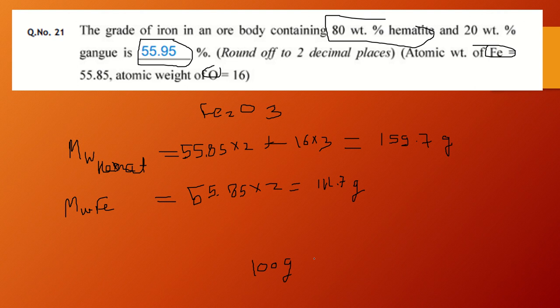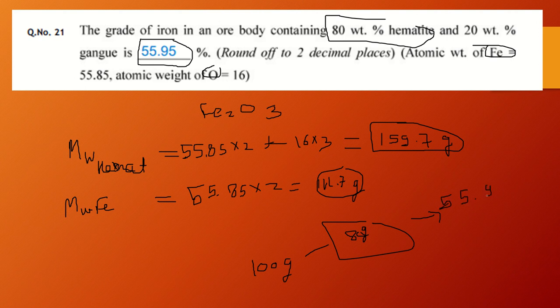Now if the total weight is 100 gram, then the weight of hematite, that is 80%, will be 80 gram, and in this much hematite we have this much iron. So we can calculate in 80 gram of hematite what the amount of iron will be. That will be 55.95, and hence this will be your answer. So in 100 gram of ore body you have 55.95% of iron. I hope you get this point.